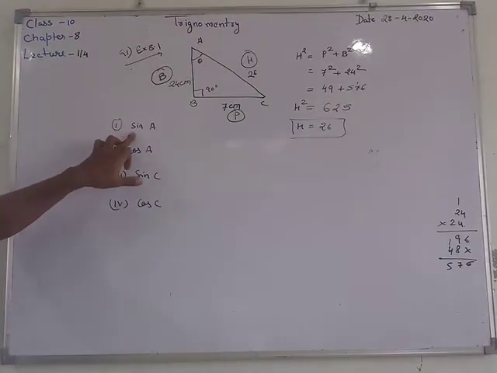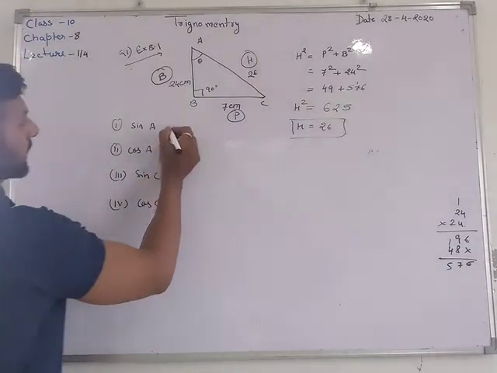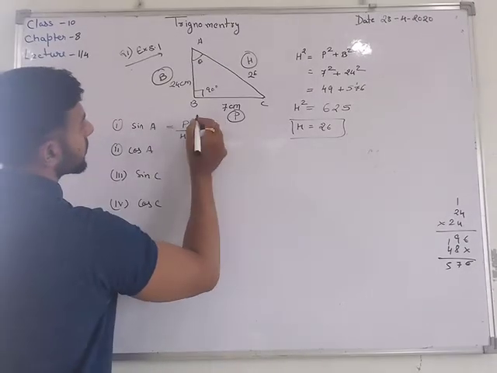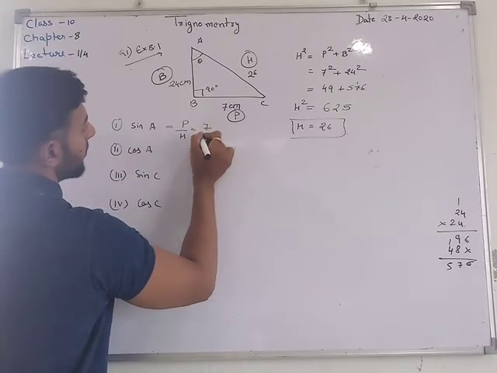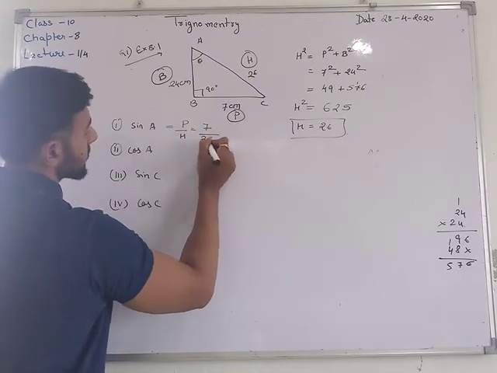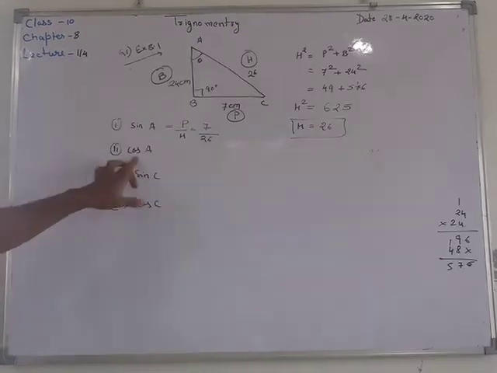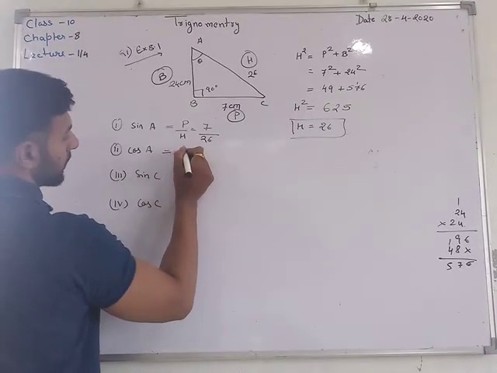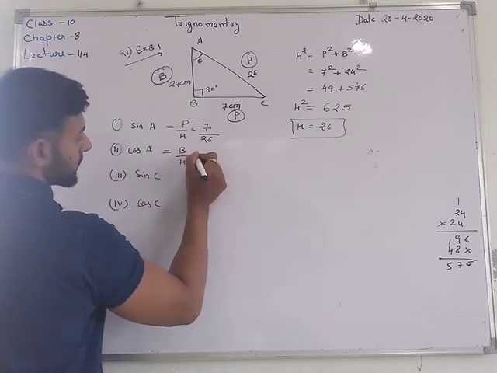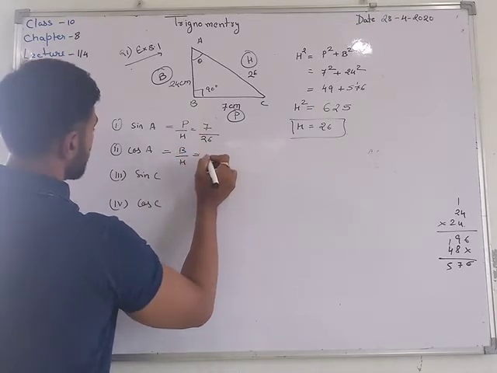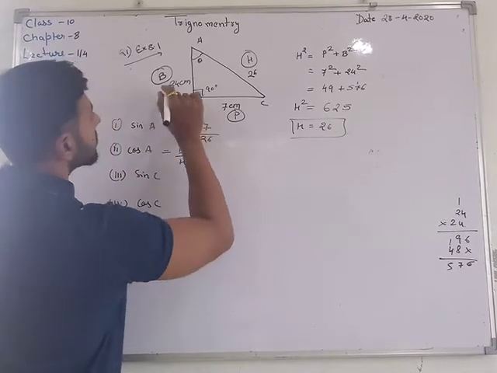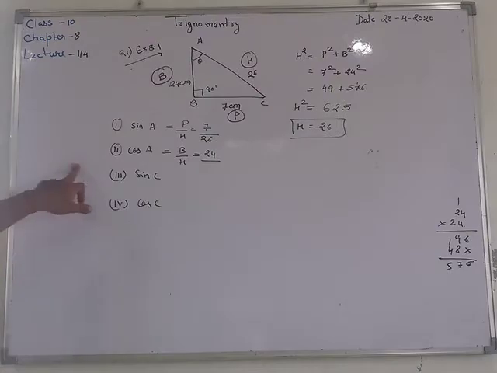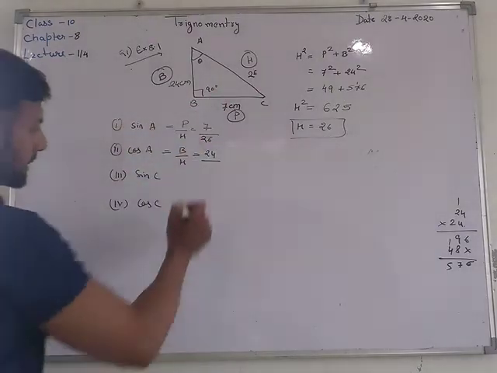Now we have to identify first sine. Sine A is perpendicular upon hypotenuse. Perpendicular is 7. Hypotenuse is 25. So this is the required ratio. Now we have to find out cos A. Cos will be base upon hypotenuse. Base will be 24 and hypotenuse will be 25.